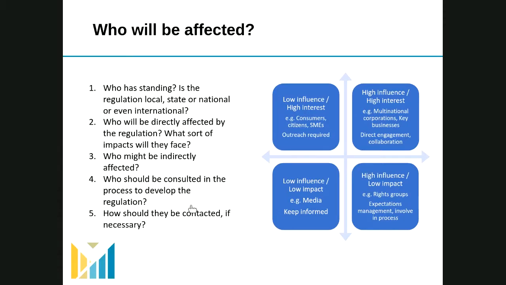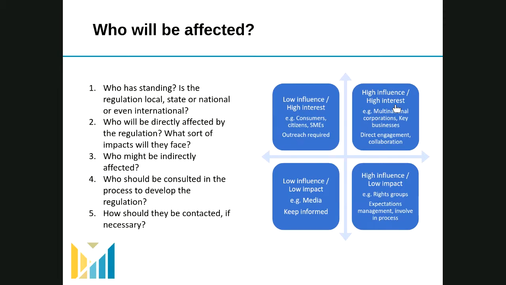So a key thing is then who should be consulted during the process of developing a regulation, and how should they actually be contacted? I think it's most governments' experience that when you start to develop a new regulation, and you hold an open public consultation, the high influence, high interest groups tend to always respond. So for example, in Canada, when they developed that new regulation on railway safety, the three major railways in Canada were involved anytime they could be.